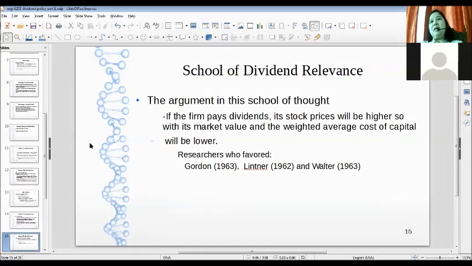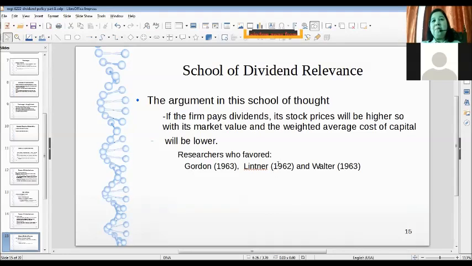The school of dividend relevance naman, contrary to the school of dividend irrelevance, gusto nila makukuha nila yung dividend. Okay. Anong argument in this school of thought? Okay. The argument is that if the firm pays dividends, its stock prices will be higher. Okay. And the market value will be higher and the weighted average cost of capital will be lower. Okay? Sino ang nag-favor dito? Si Gordon, again, in 1963. Okay? Kapapanganak ko pa lang nun. Matagal na rin pala to. Matanda na to. Okay? And Lintner in 1962. And Walter in 1963. Okay.